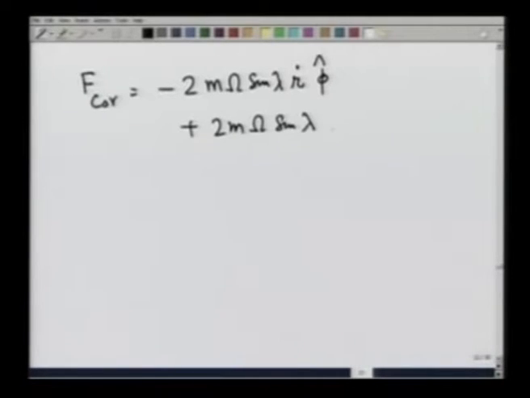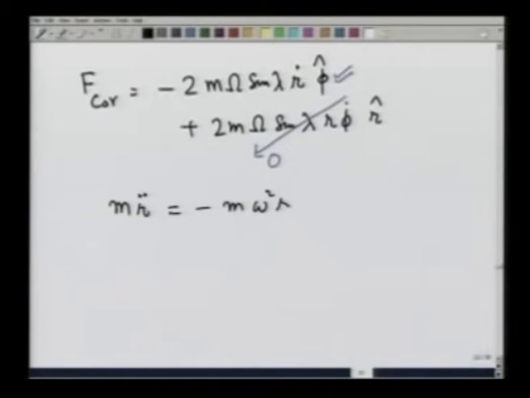We have f Coriolis equals minus 2 m omega sine lambda r dot phi plus 2 m omega sine lambda r phi dot along r direction, and this we are arguing is an order omega smaller than the first term. So, I am approximating this to be 0. So, effectively this is the force. So, what does my equation including this become? It becomes m r double dot equals minus m omega square r, that is the restoration force, minus 2 m omega sine lambda r dot in phi direction.